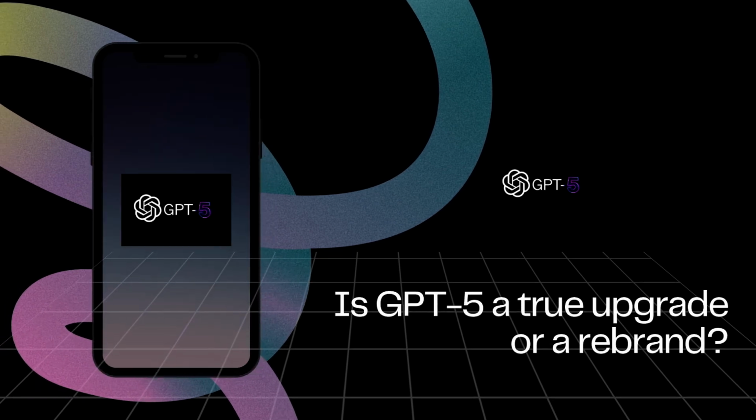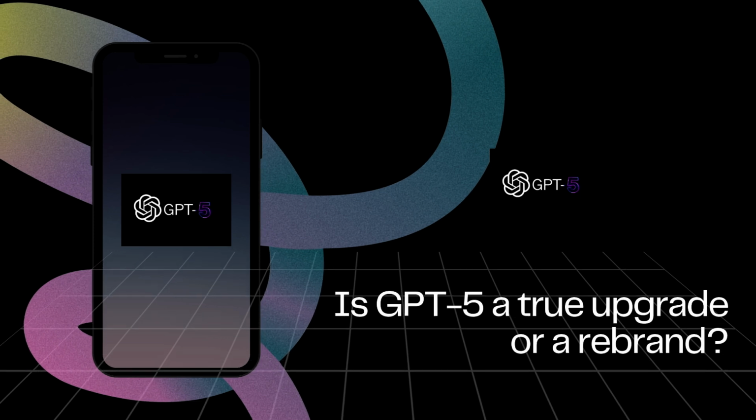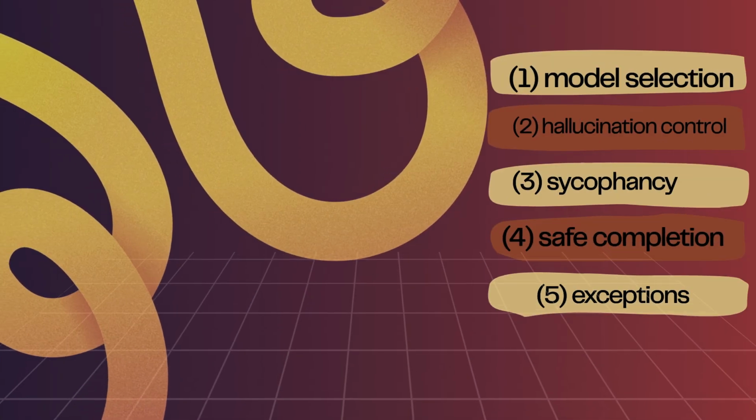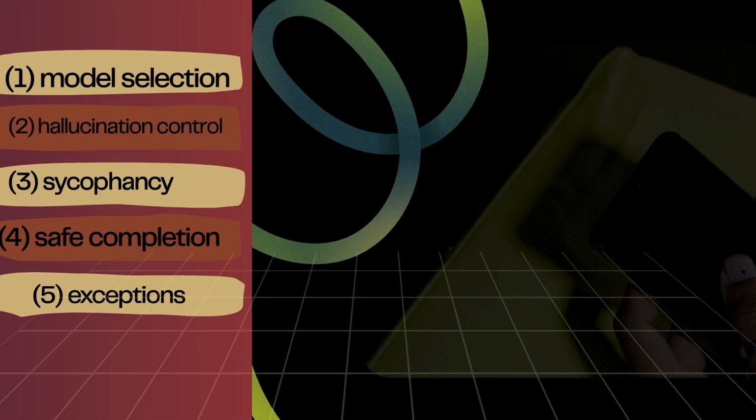GPT-5. Is GPT-5 a true upgrade or a rebrand? We will judge it on 5 simple ideas: model selection, hallucination control, sycophancy, safe completion, exception. So first, model selection. What is it?